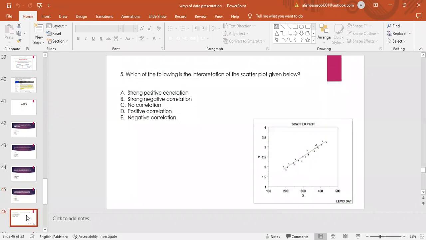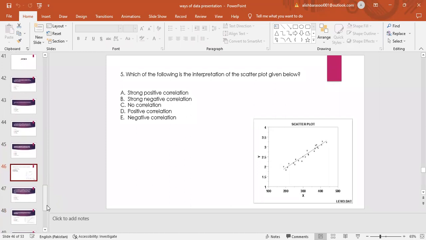Which of the following is the interpretation of the scatter plot given below? A. Strong positive correlation, B. Strong negative correlation, C. No correlation, D. Positive correlation, E. Negative correlation. It's a strong positive correlation. As you can see, the dots are close to the line.